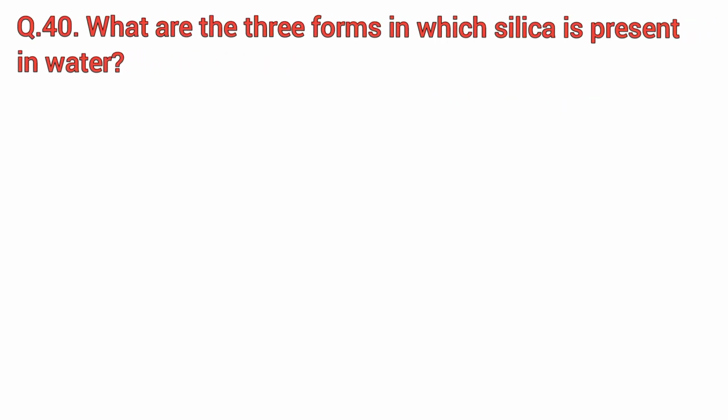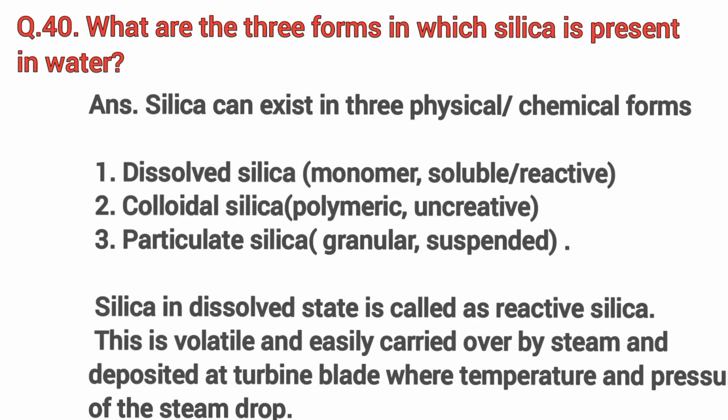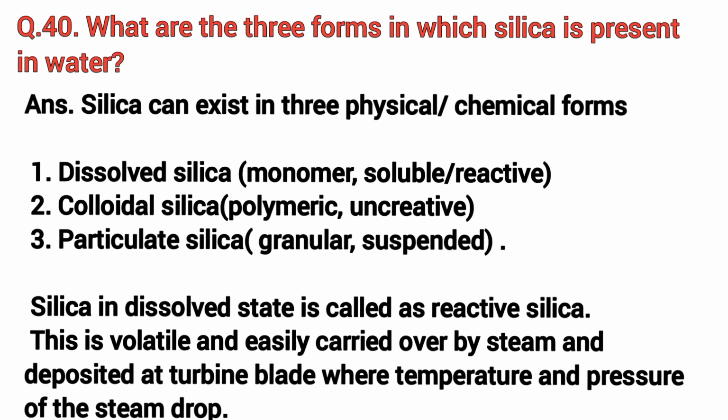What are the three forms in which silica is present in water? Silica can exist in three physical, chemical forms. 1. Dissolved silica, monomer, soluble, reactive. 2. Colloidal silica, polymeric, unreactive. 3. Particulate silica, granular, suspended.